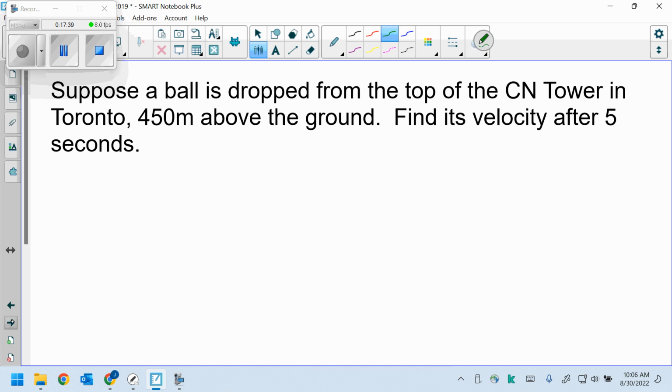Now a ball is dropped from the top of a tower in Toronto. Boy, somebody's having a big time with those bells today. The top of this tower is 450 meters above the ground. Find the velocity after 5 seconds. Well, now, there's some information that just hasn't been given to you here, and that is, what's the position of the ball? What is the height of the ball at any moment in time?